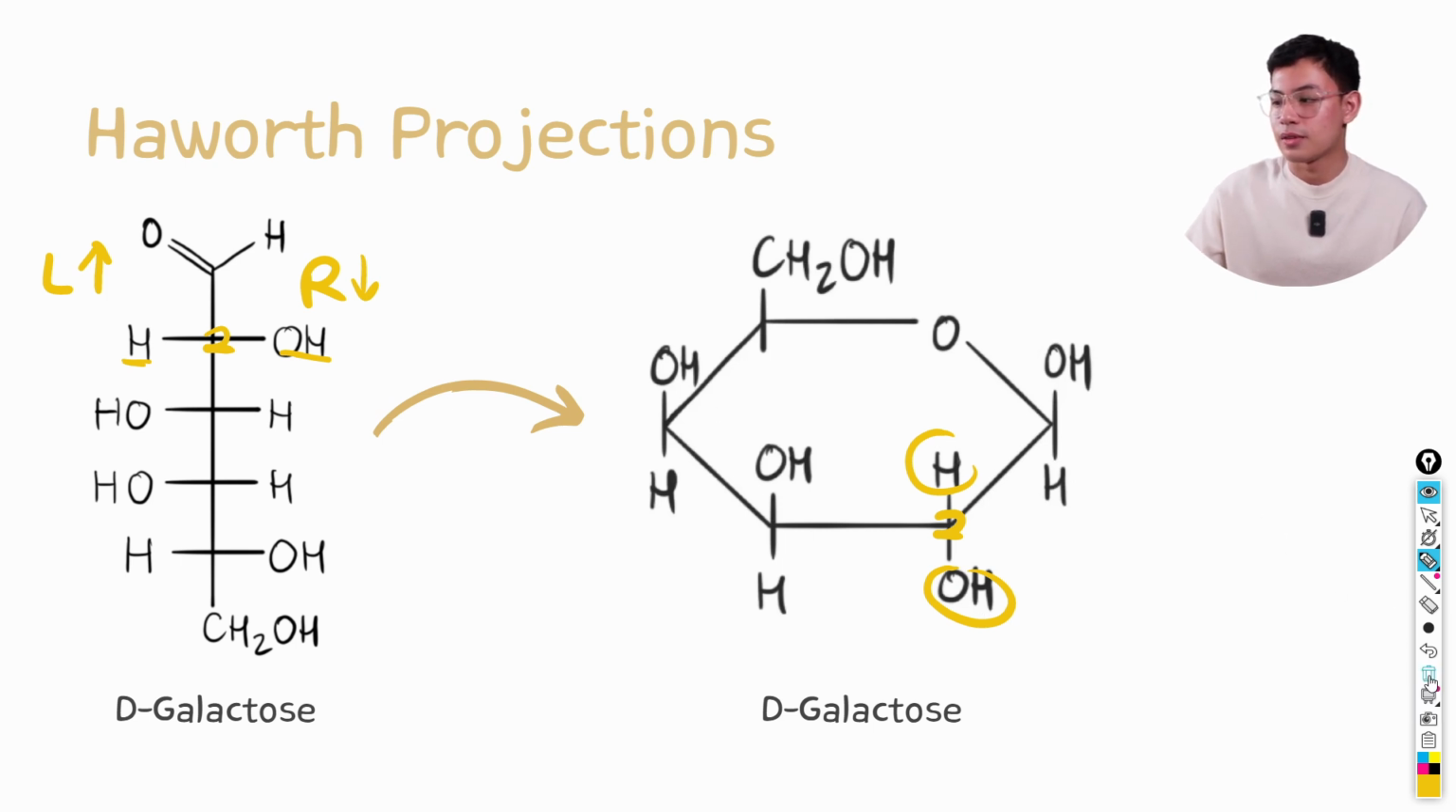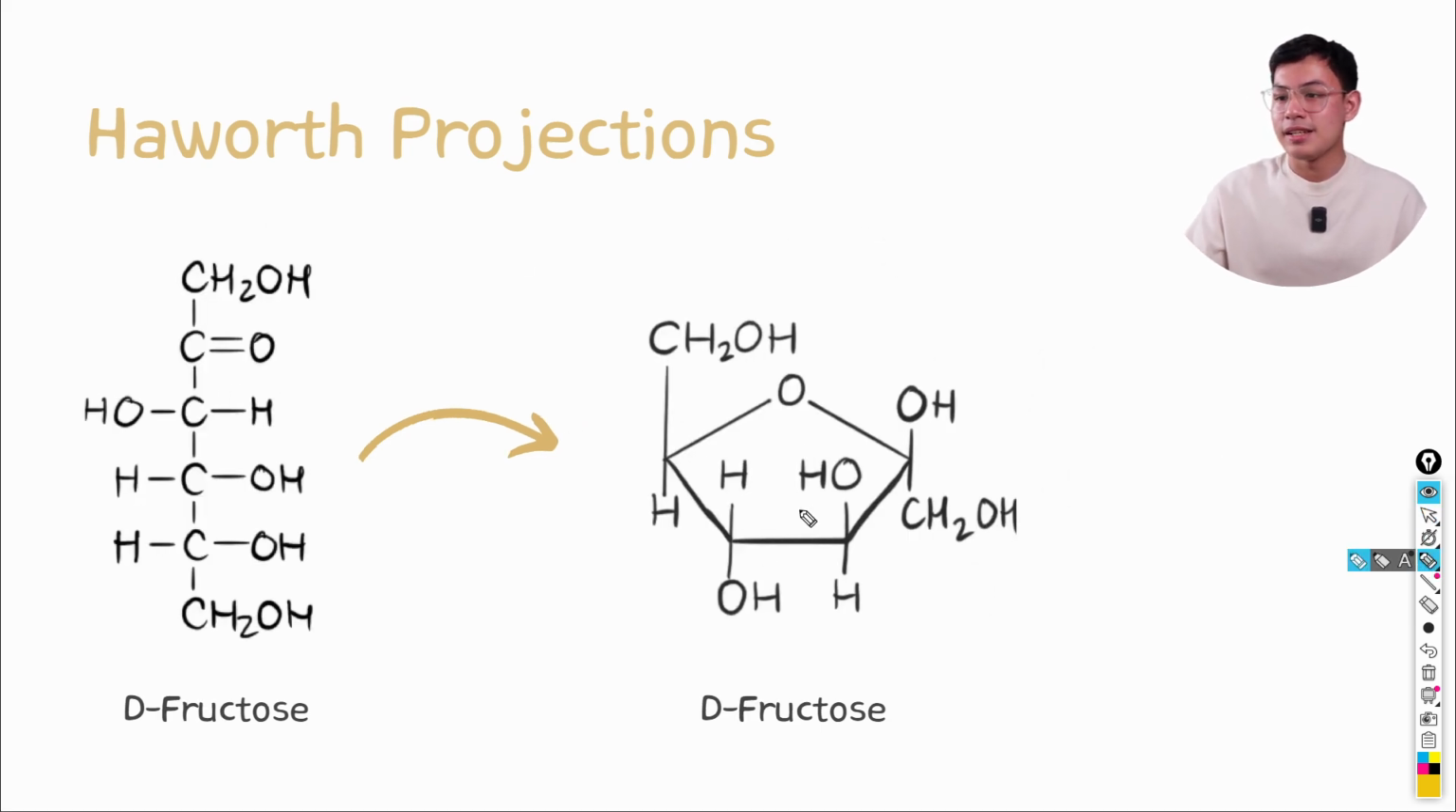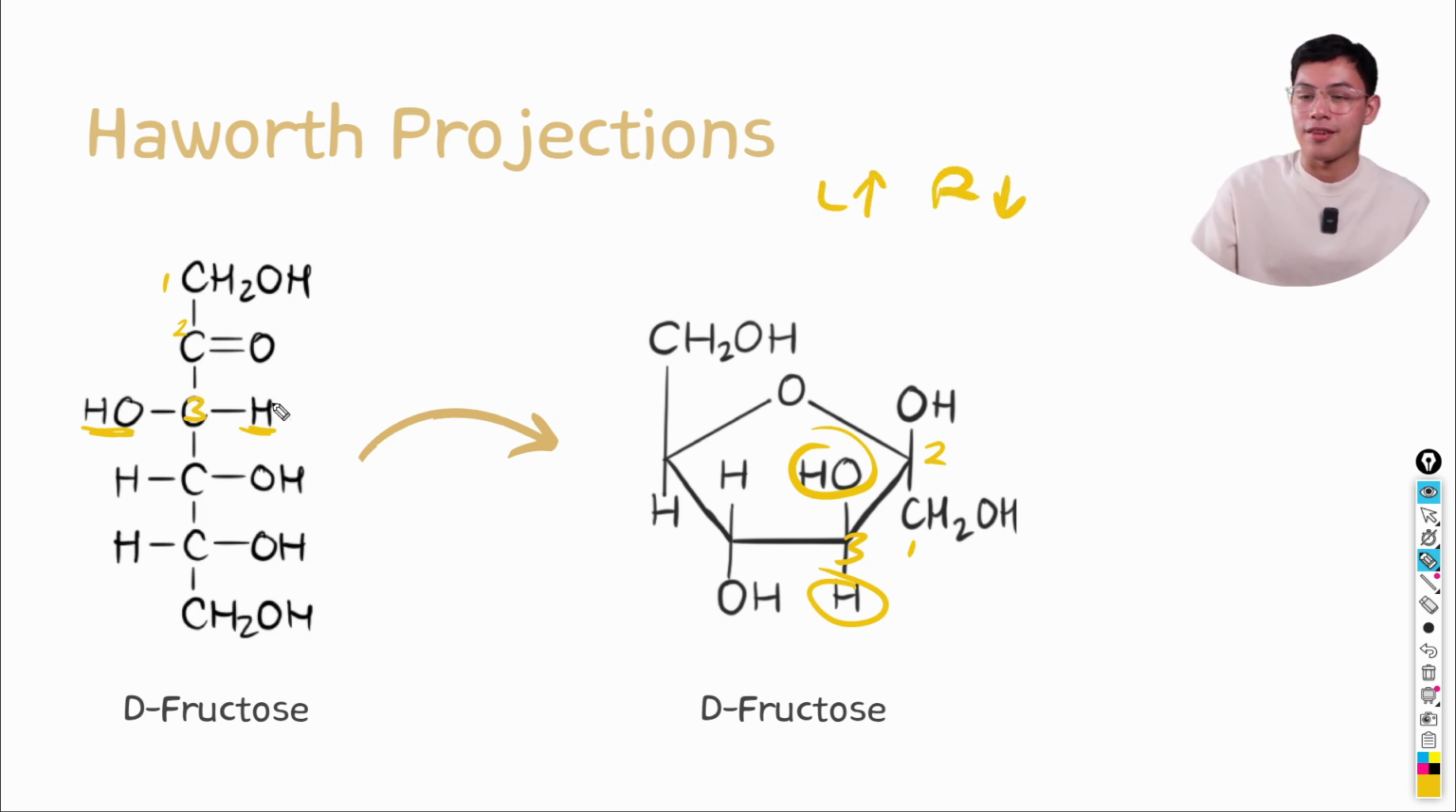So here's another example. Let's take a look at D-fructose. In D-fructose, we see that carbon 1 and 2 is here. This is carbon number 1, this is carbon number 2. Let's focus on carbon number 3. In carbon number 3, the OH is on the left, hence it's written on the top. And the H is on the right, hence it's written in the bottom. So again, left is up, right is down when converting from Fischer to Haworth.